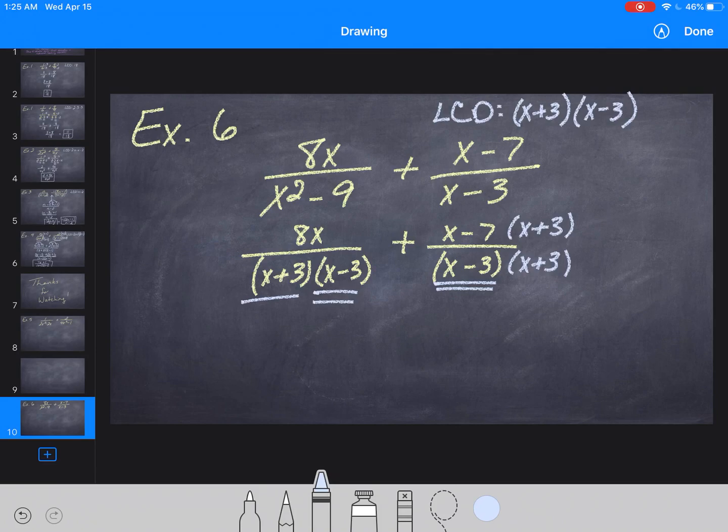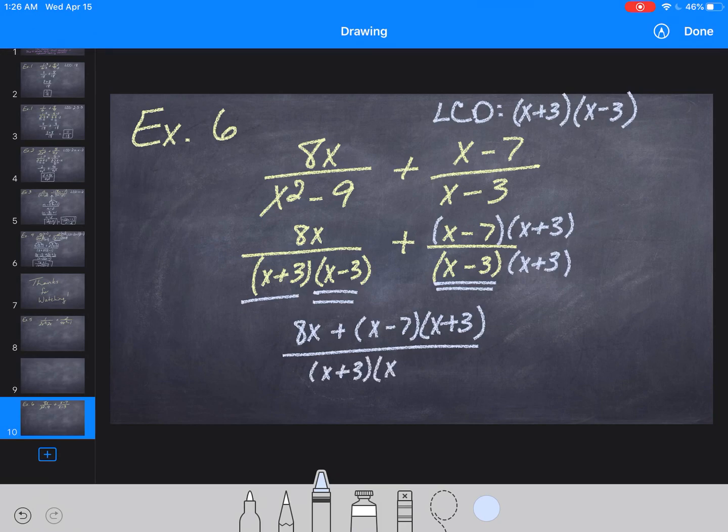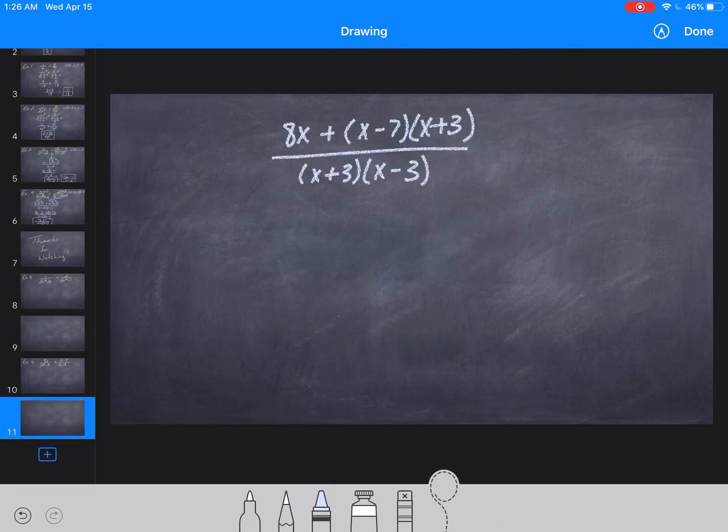Because we're multiplying in an x plus 3 into our numerator, and we already had a binomial there, we have to make sure we put this x minus 7 in parentheses. Now we can combine our fractions into 1. I end up with 8x plus parentheses x minus 7, x plus 3, all over my least common denominator, which is x plus 3 and x minus 3. Now I'm going to simplify my numerator using the distributive property and combining like terms. As I simplify this, I can see that I need to use the distributive property on steroids.